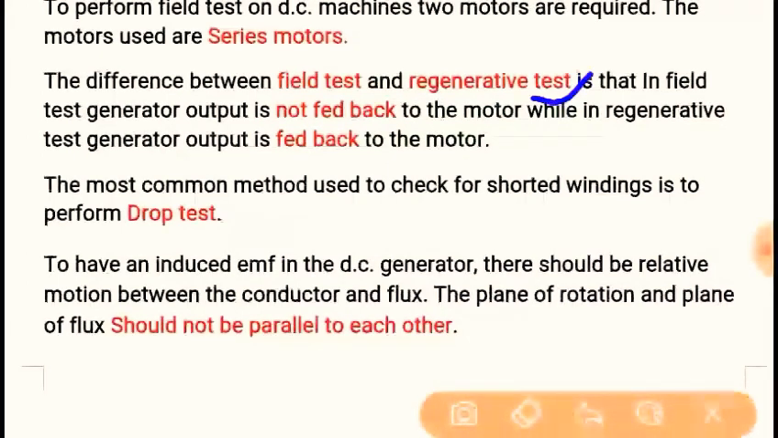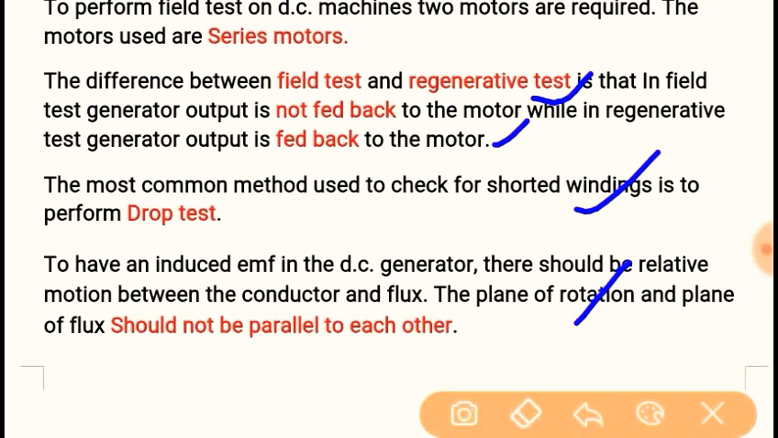The difference between the field test and the regenerative test is that in the field test the generator output is not fed back to the motor, but in the regenerative test the generator output is fed back to the motor. The most common method to check for shorted winding is to perform the drop test.